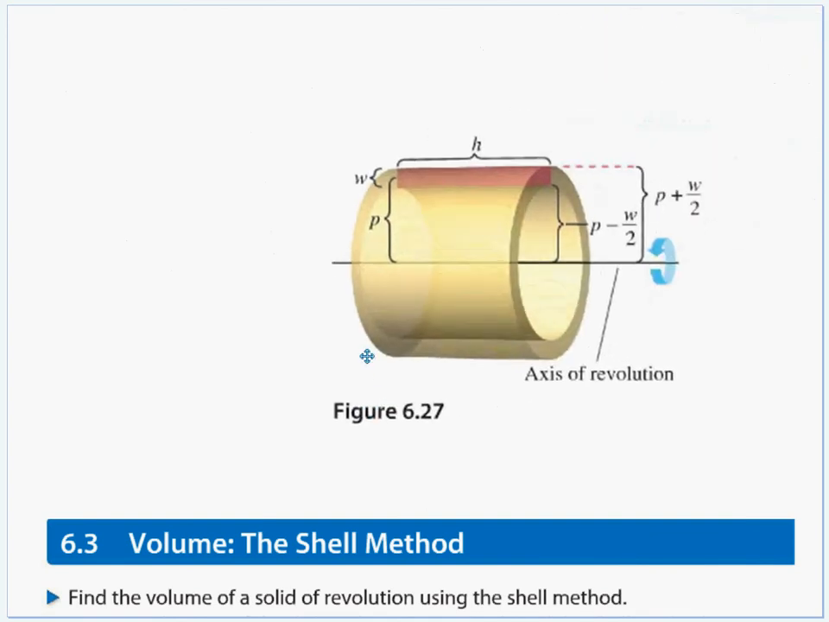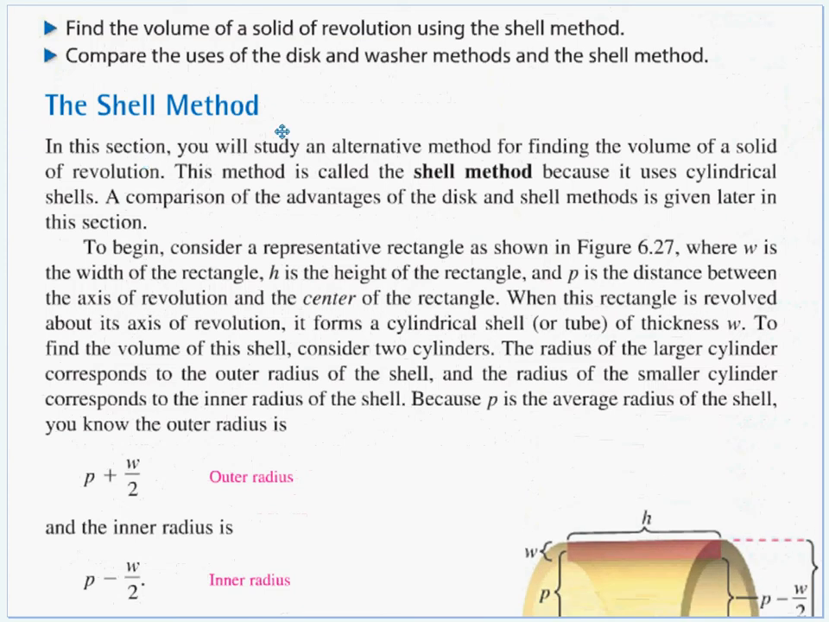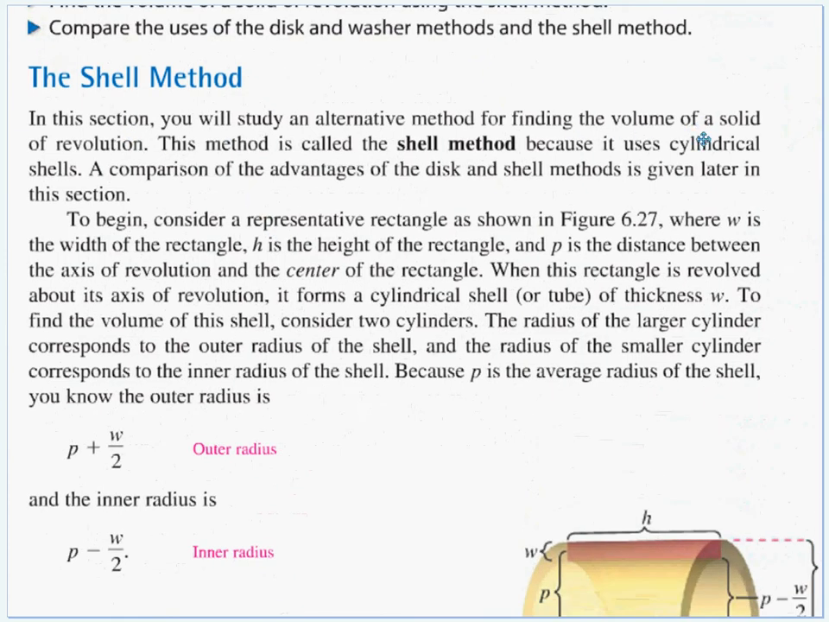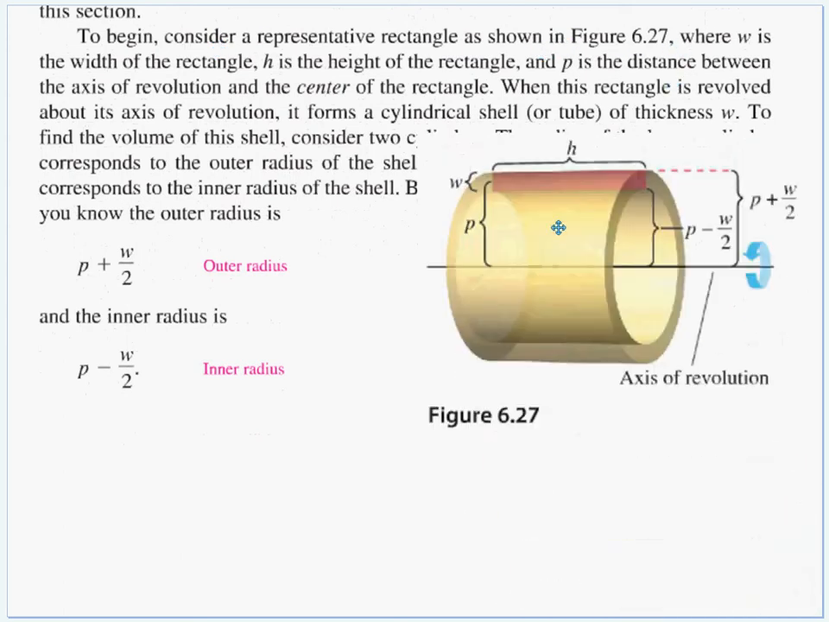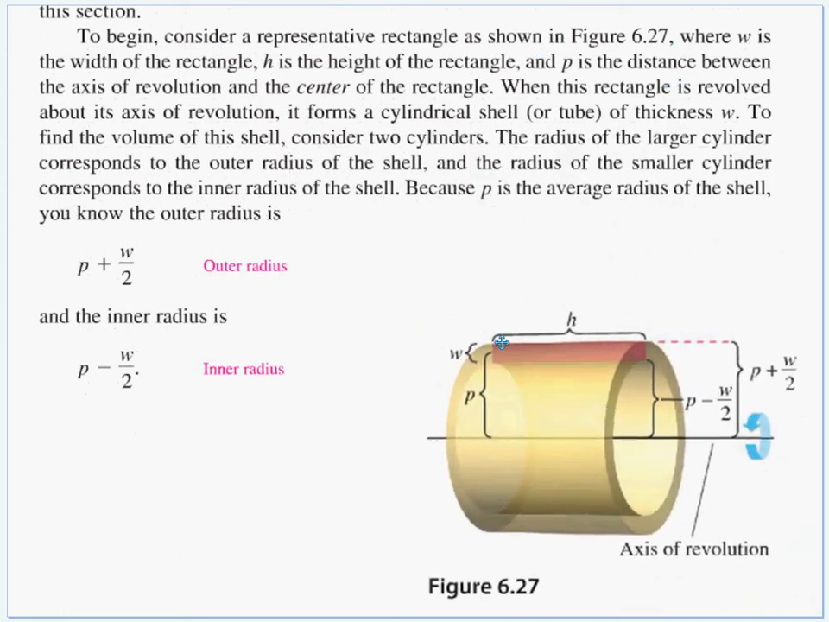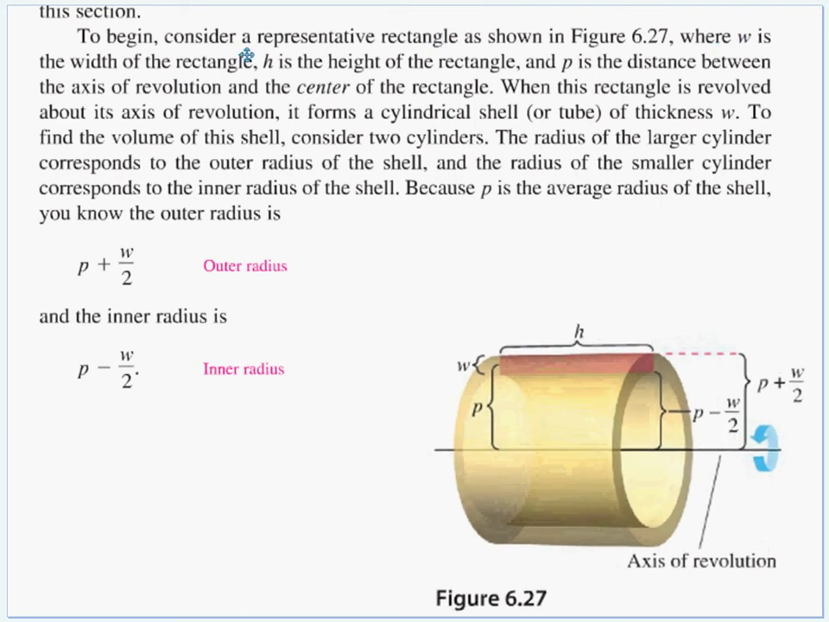And what's this going to come up with? This stuff here. So in this section, we're going to study an alternative method to find the volume of a solid of revolution. This is called the shell method, because it uses cylindrical shells. To begin, consider a rectangle as shown in figure 6.2.7. So here's the rectangle. Remember in the last section, we always have this representative rectangle, this representative element. Here it is, this rectangle.